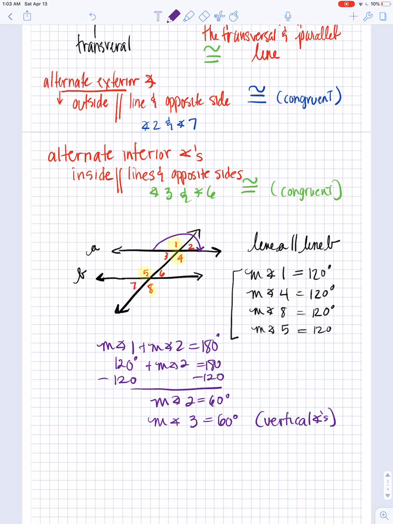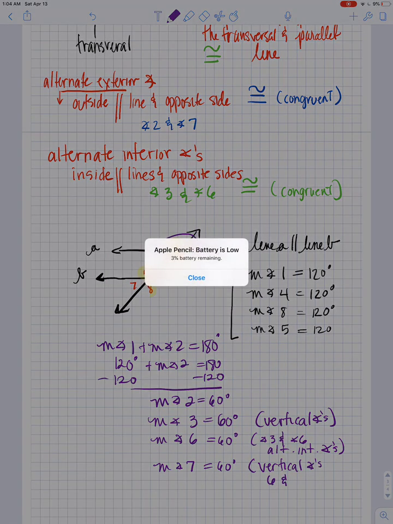Okay, so then what about 6? Well, that means that the measure of angle 6 must also be 60 degrees. And the argument I can make there is that angle 3 and angle 6 are alternate interior angles, and we know that alternate interior angles are congruent. And then lastly, we can say that the measure of angle 7 must also be 60 degrees, and we could use the vertical angle argument there. Vertical angles are congruent, and 6 and 7 are vertical angles.